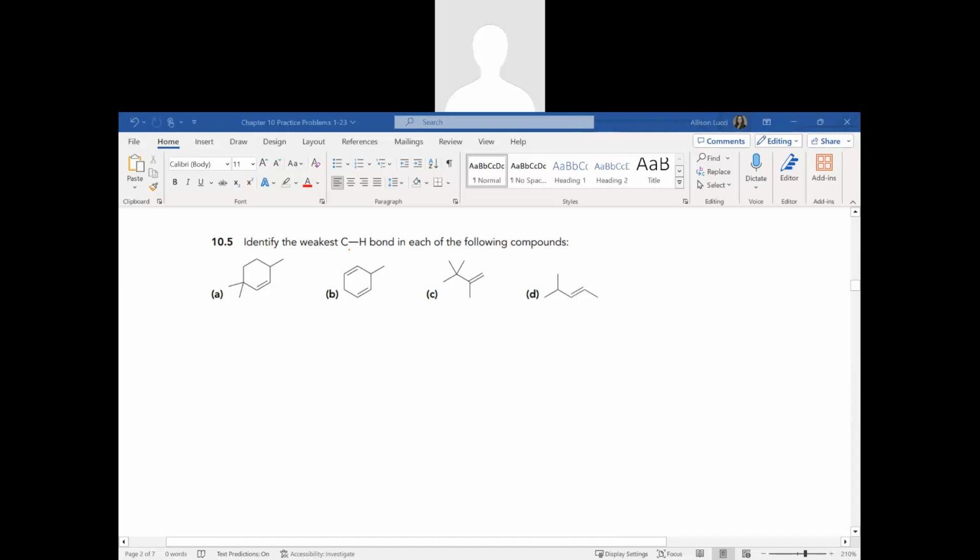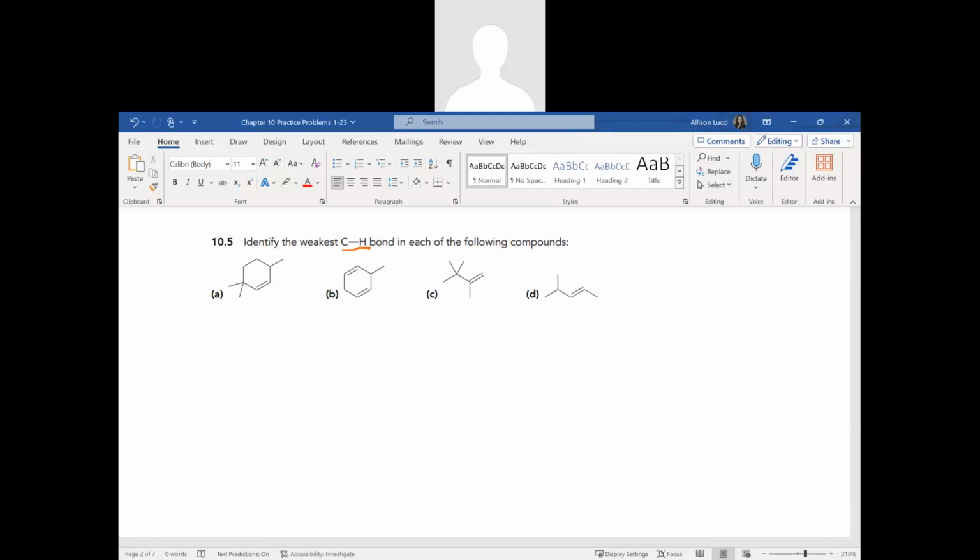Problem 5 from Chapter 10 asks us to identify the weakest CH bond in each of the following compounds. To do that, we should imagine which hydrogens being removed would result in the most stable radical. So we need to factor in homolytic cleavage of a CH bond.